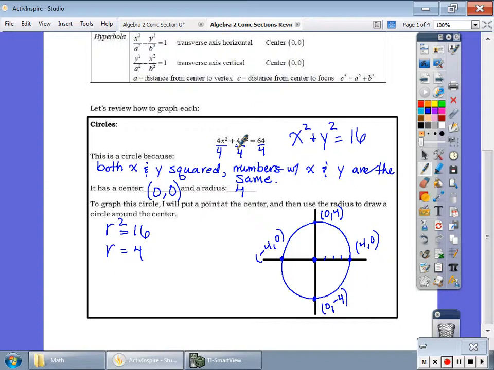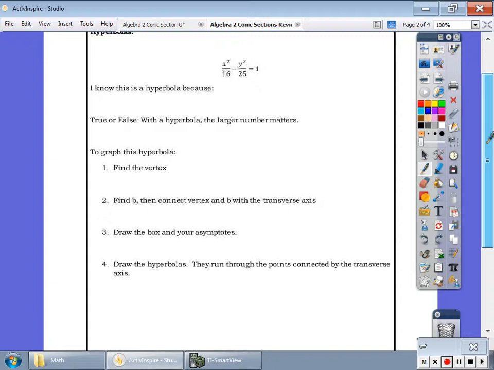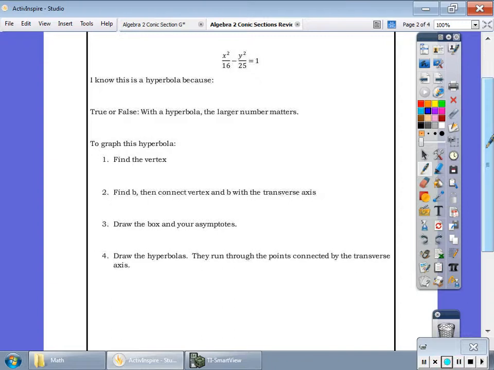All right, here we go. Hyperbolas! X squared over 16 minus y squared over 25 is equal to 1. I know this is a hyperbola because when I see this equation, what clues are there? Subtraction. That's a big thing right there. Good. Subtraction, equals 1, and different numbers in the denominator. Absolutely.